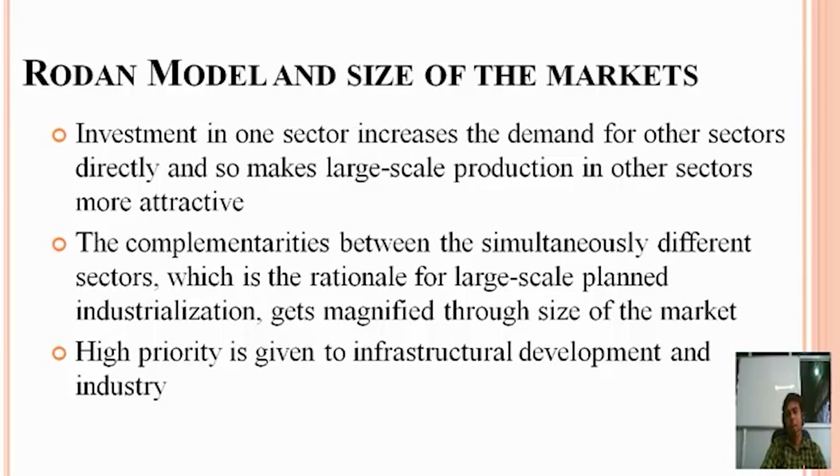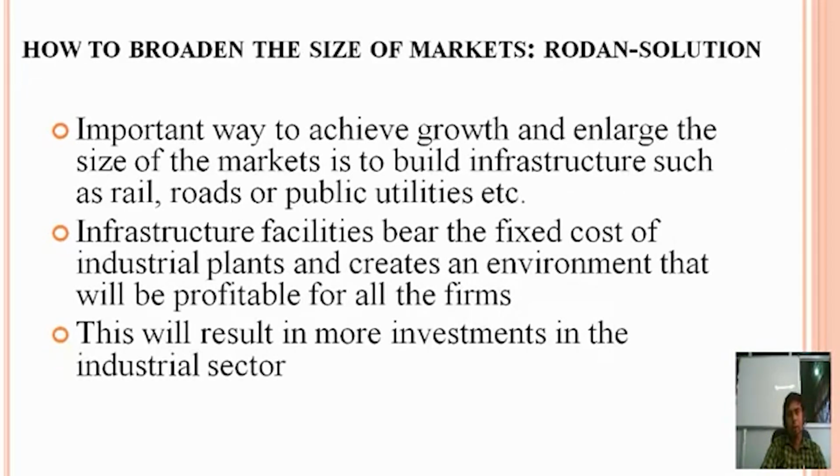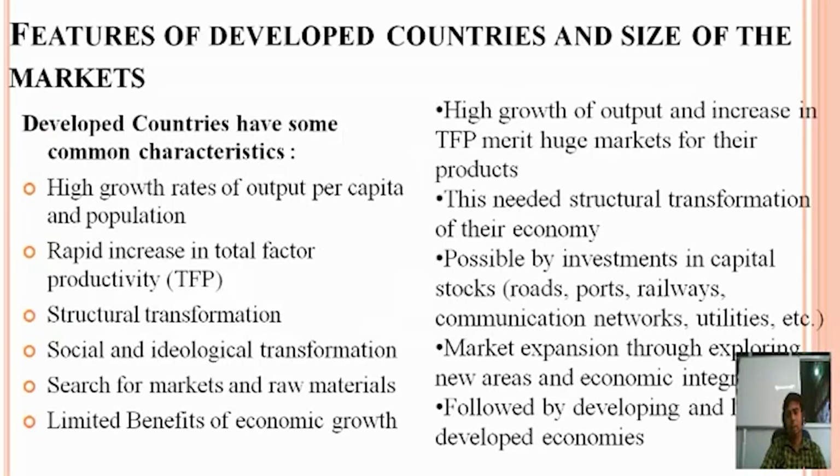So high priority is given to infrastructural development and industry, and this is not possible without a large pool of investment added in the production sector, and also in the infrastructure sector. An important way to achieve growth and enlarge the size of the market is to build infrastructure such as railroads or public utilities. Infrastructure facilities bear the fixed cost of industrial plants and create an environment that will be profitable for all the firms. This will result in more investment in the industrial sector.